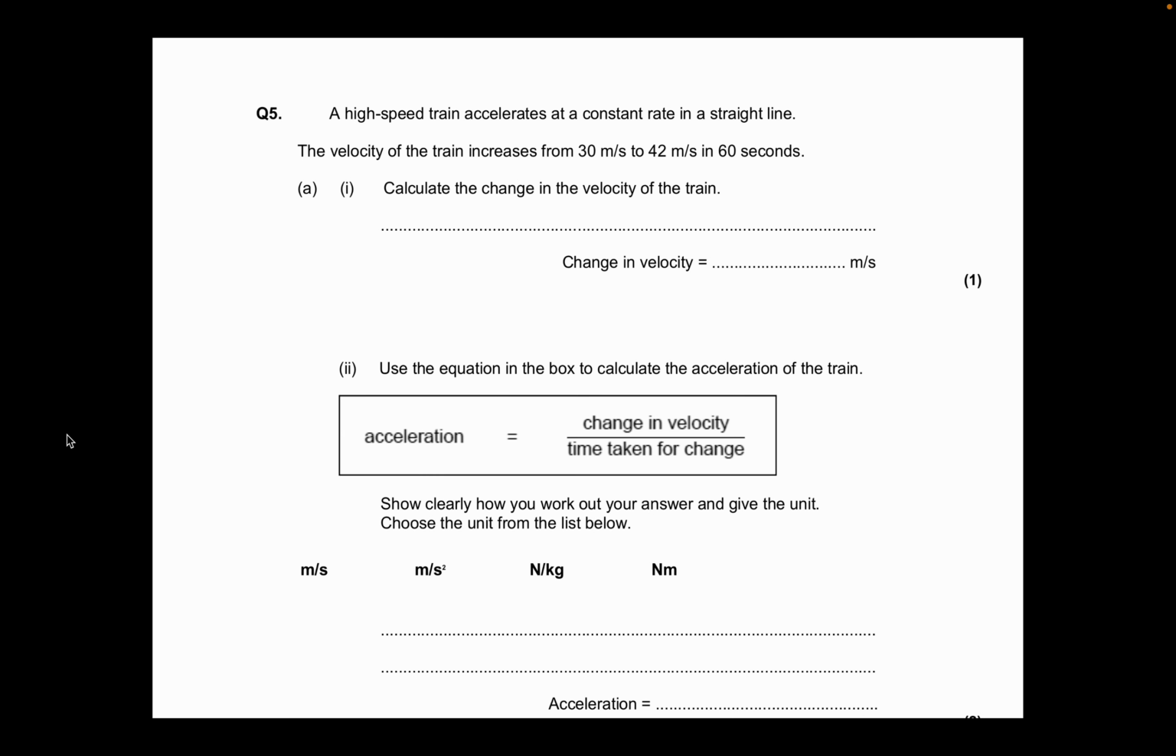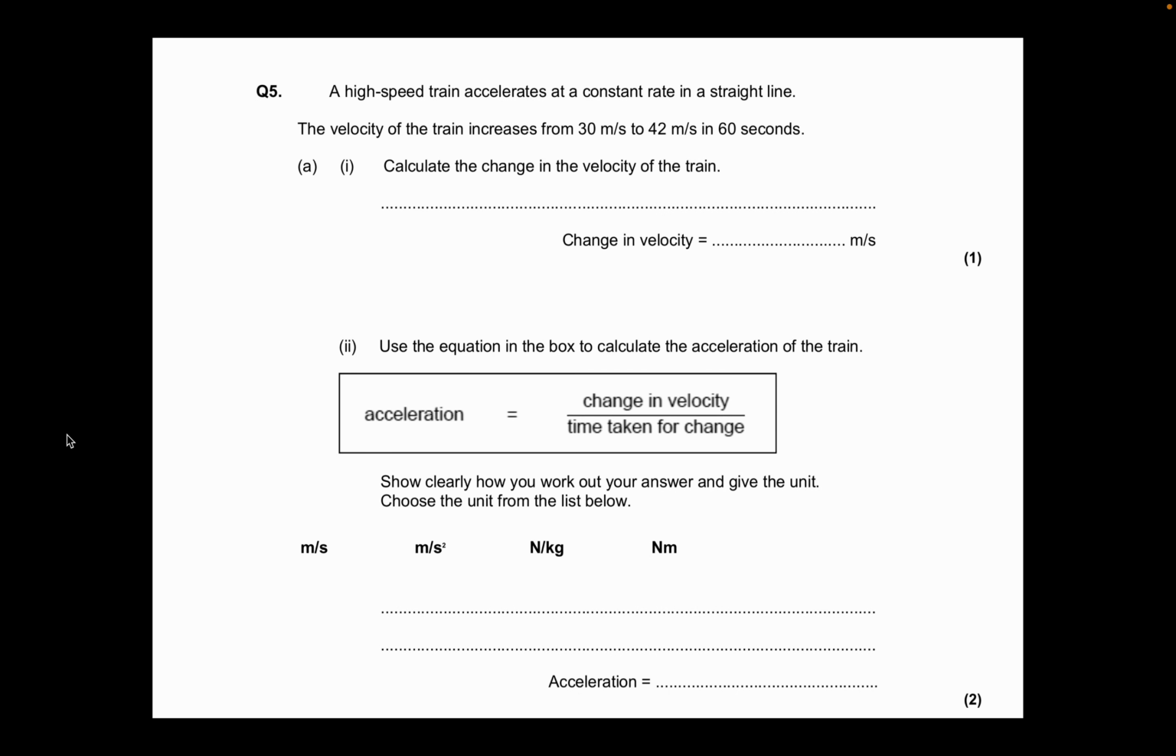Okay. A high-speed train accelerates at a constant rate in a straight line. The velocity of the train increases from 30 meters per second to 42 meters per second in 60 seconds. Calculate the change in velocity of the train. Now, the change in velocity, right? Sometimes change in velocity is written with a triangle. This is called a delta triangle and V. This just means change in velocity.